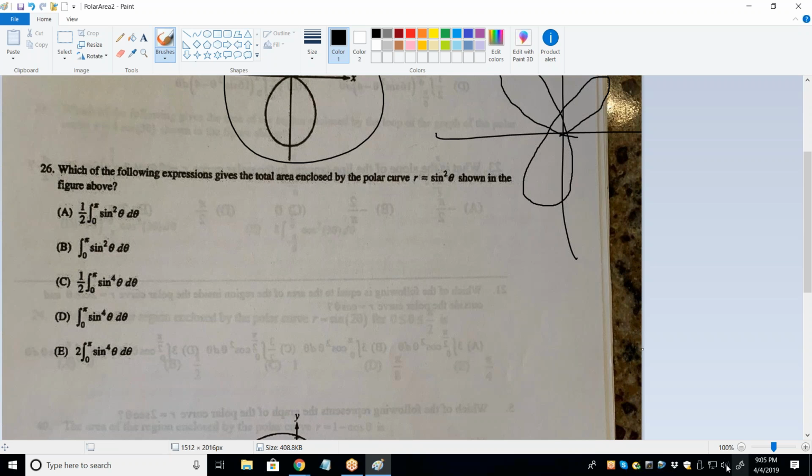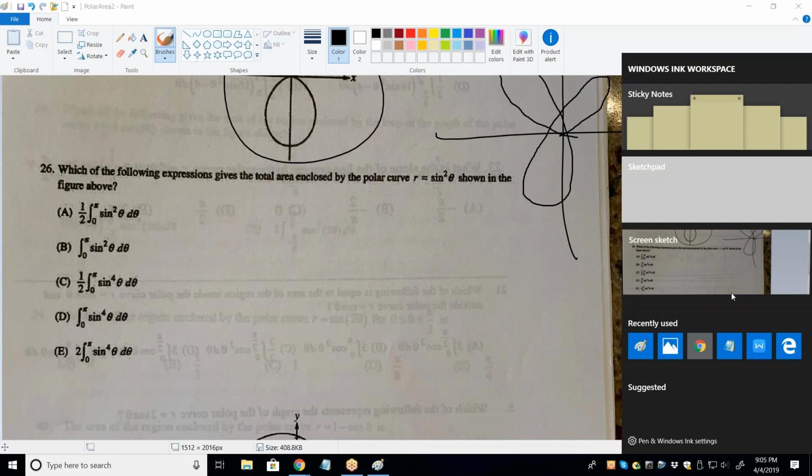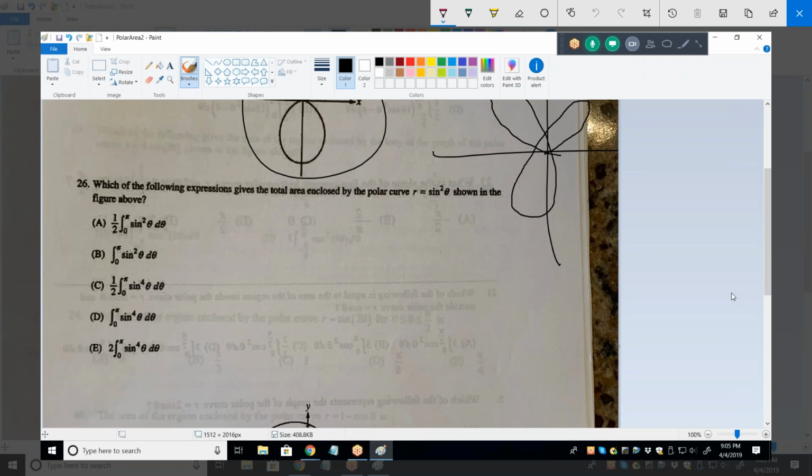Because you know the formula is 1/2 the integral. Of course, that doesn't necessarily mean that this is the right answer, because you could have 4 sine theta or something like that inside. But you are looking for a 1/2 in front, and you're looking to go from 0 to pi, and that is exactly the function squared. Right.